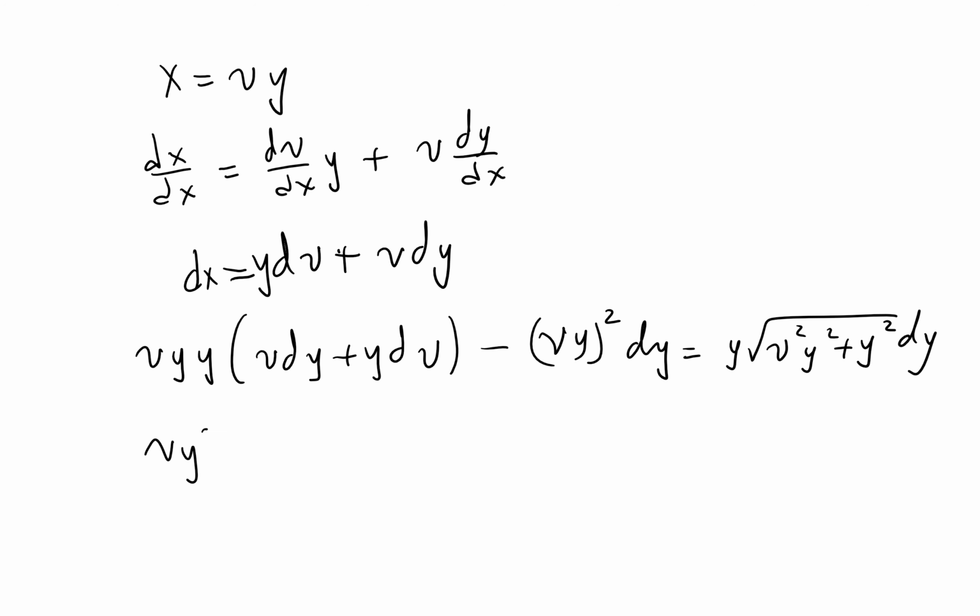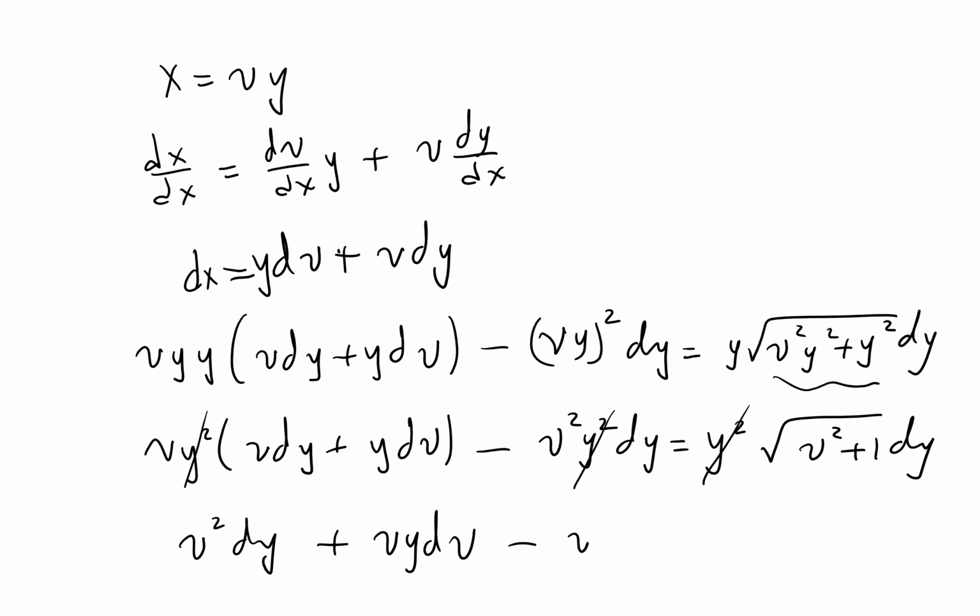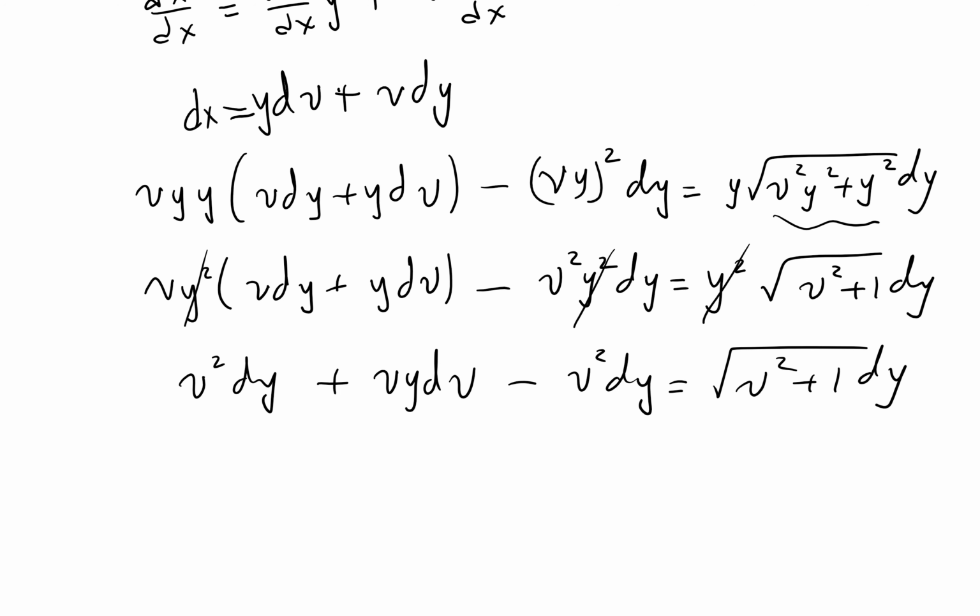So here we get vy squared times v dy plus y dv, minus v squared y squared dy. You can factor y squared here and take it outside as a y. That will make it y squared out, v squared plus 1 dy. The y squareds cancel. Multiply the v, v squared dy, vy dv, v squared dy, the square root of v squared plus 1 dy. These cancel.